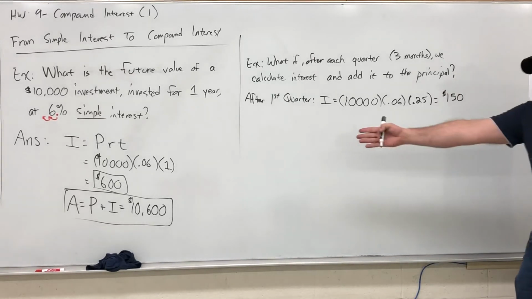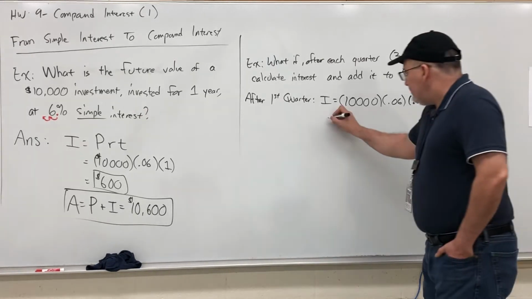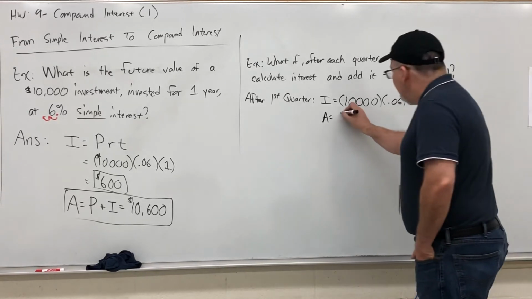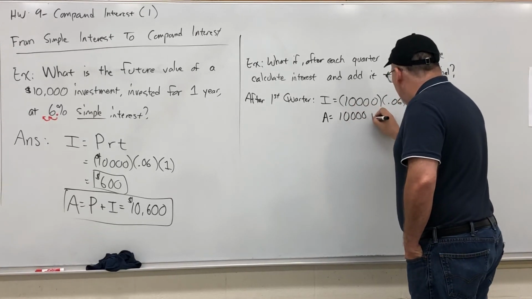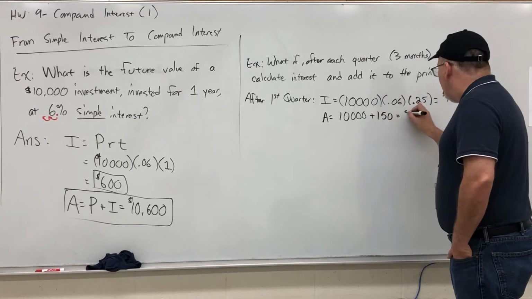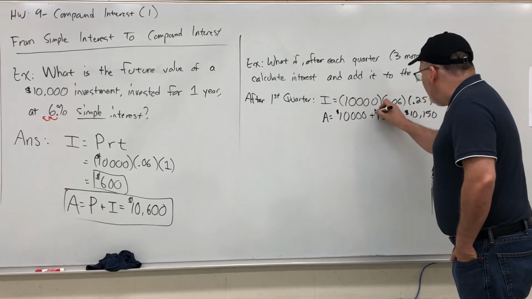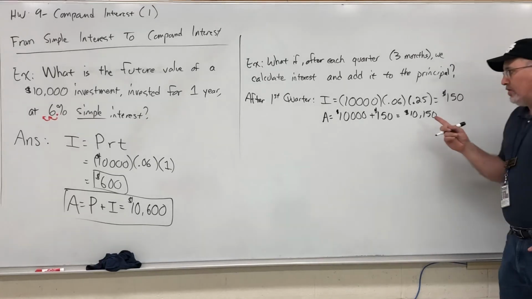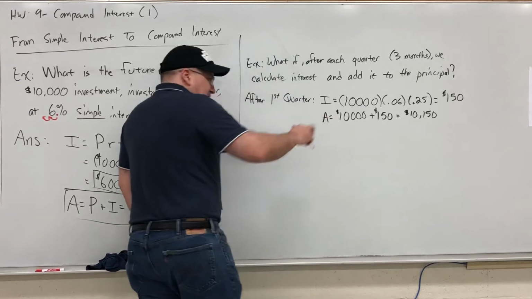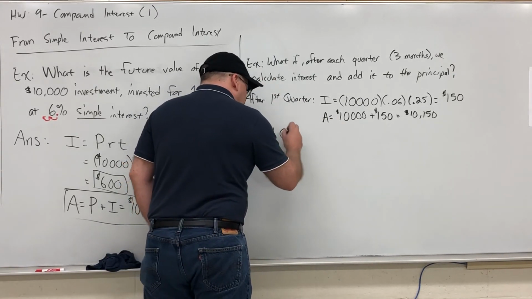I know we got more interest over there, but that was after 1 year. This is after 3 months. Which means that the future value of our investment after just 3 months is the $10,000 that we started with, plus the $150 that we just earned over that 3 months, for a total of $10,150. But now, let's take that $10,150 and reinvest it right now. So back into the bank it goes, or wherever it goes. And let's see what happens after the second quarter.